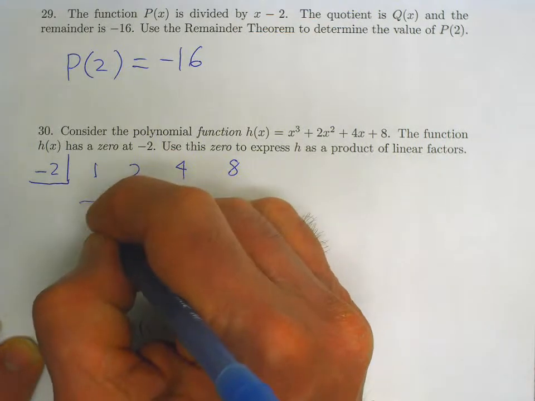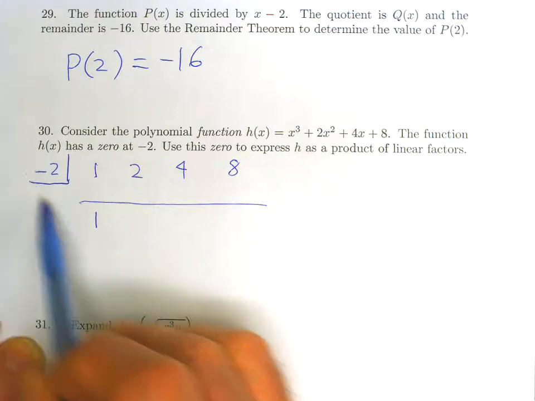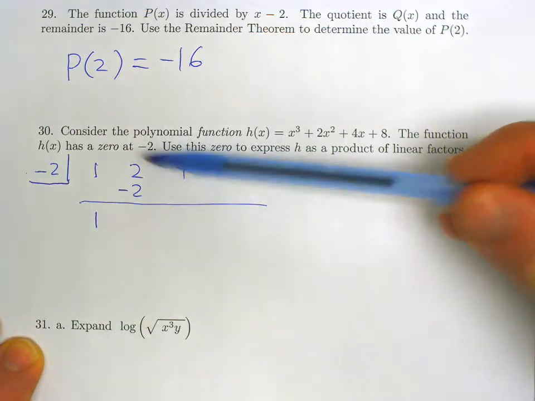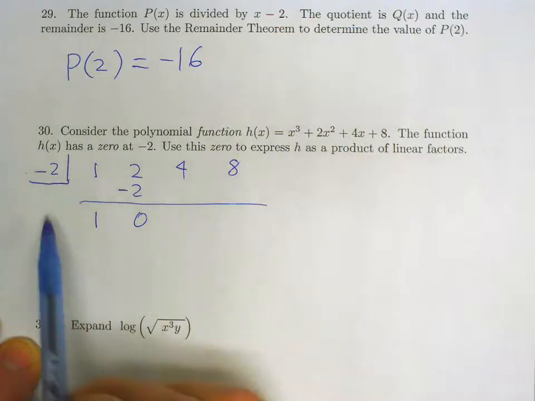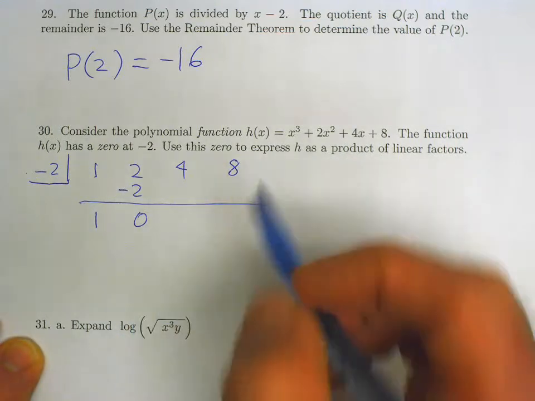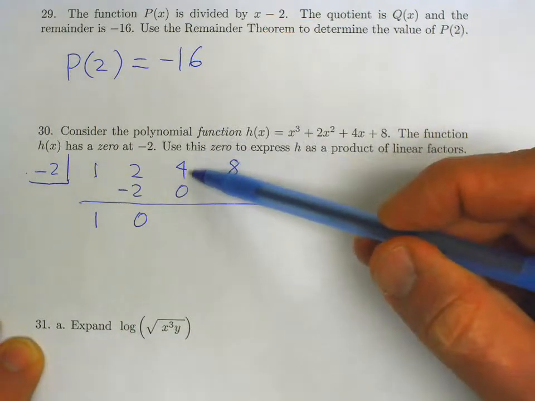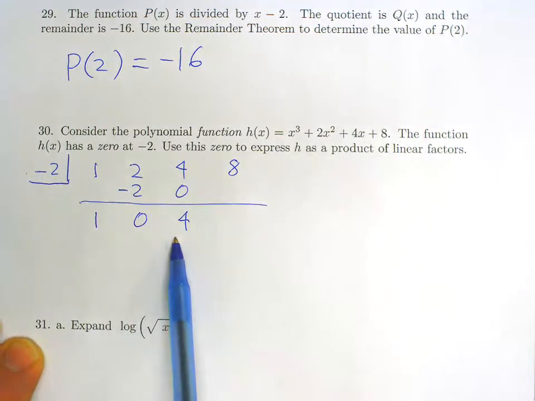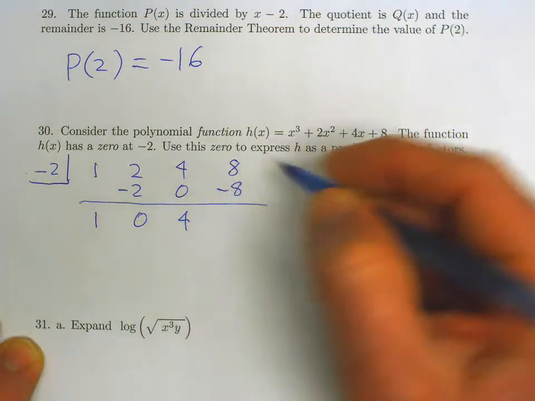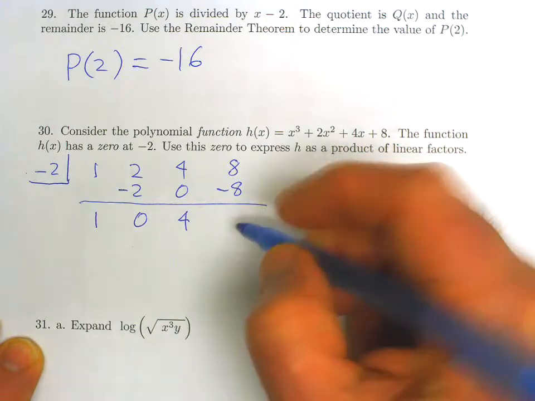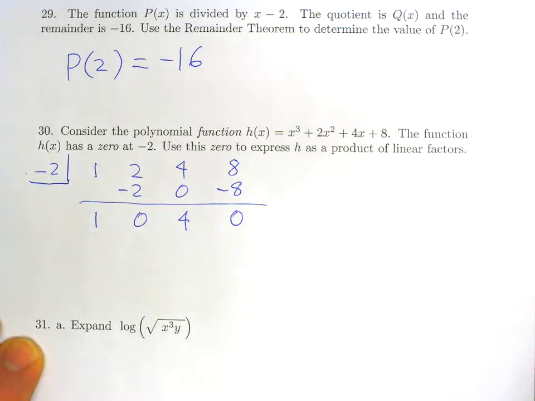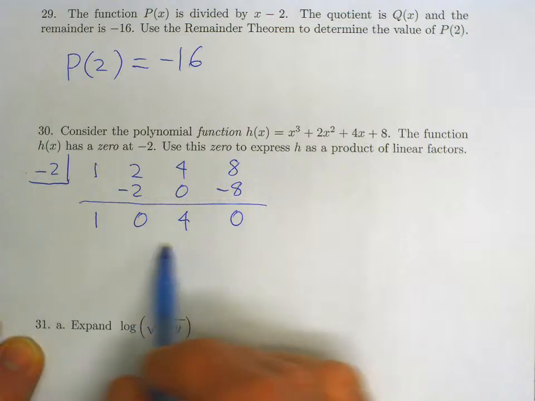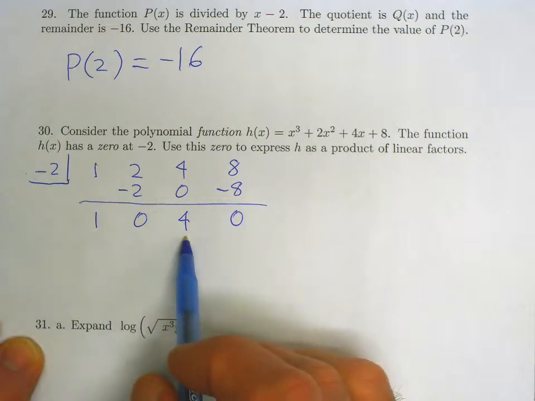So for synthetic division, bring down 1. Negative 2 times 1 is negative 2. Add these numbers. 2 plus negative 2 is 0. Negative 2 times 0 is 0. 4 plus 0 is 4. Then negative 2 times 4 is negative 8. And when we add these, 8 plus negative 8, we get 0. That's what we were expecting. These other numbers are the coefficients and the constant of the quotient.